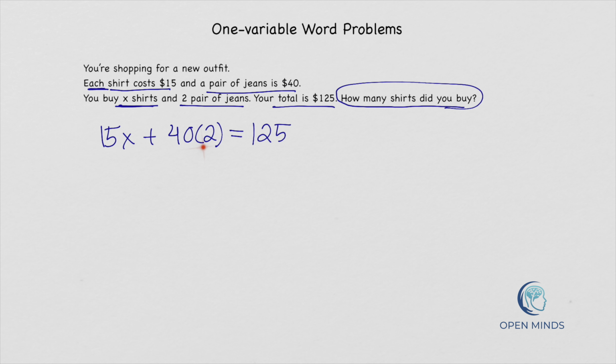And that's just a little quick way of solving without having to use a calculator. All right, so here we'll have 15x, and we know 4 times 2 is 8, then add that 0. So 40 times 2 is 80, equals 125.